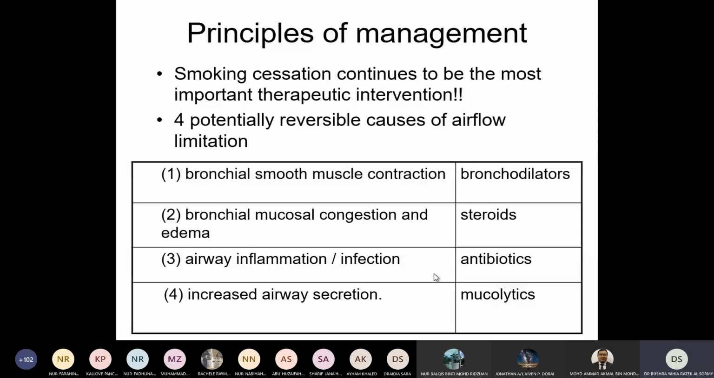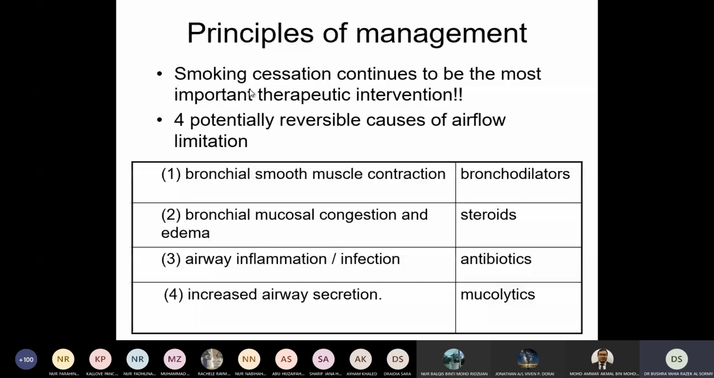For airway inflammation and infection, we give antibiotics, because with bronchitis and emphysema the patient usually has an infection. And for mucus, we give a mucolytic. Understood the principle of management? If we know the pathology, how it happens, and what is going on in chronic bronchitis and emphysema, we can give the appropriate treatment for that.